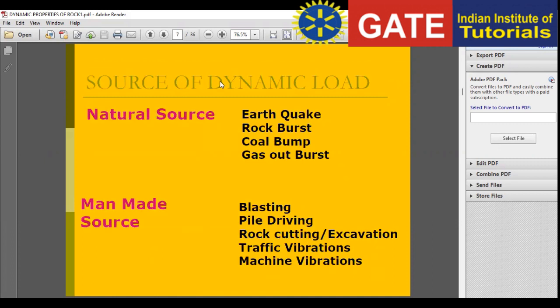Then the sources of the dynamic load are natural causes like earthquake, rock burst, or coal bump. What is a coal bump?